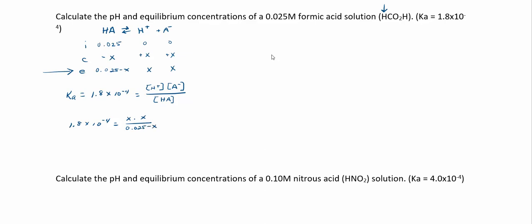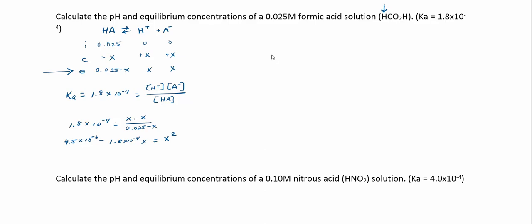Now because my initial concentration is less than 1,000 times different than my K value, I cannot just simplify. I need to go through and do the entire quadratic. So I start by multiplying both sides by what's in my denominator on the right side. So 1.8 times 10 to the negative fourth times 0.025, I get 4.5 times 10 to the negative 6, minus 1.8 times 10 to the negative 4 x, and that's going to be equal to x squared.